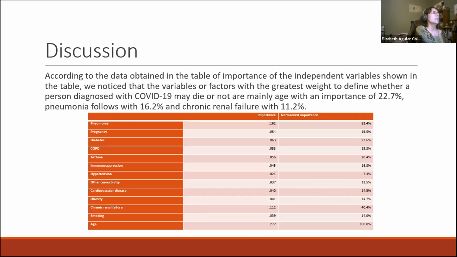According to the data obtained in the table of importance of the independent variables, we noted that the factors with the greatest weight to define whether a person diagnosed with COVID-19 may die or not are mainly age, with an importance of 22.7%, pneumonia followed with 16.2%, and chronic renal failure with 11.2%.